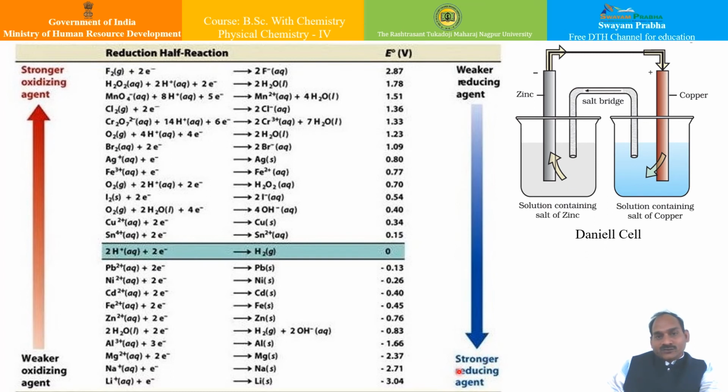Isn't it? So it may be seen that as we go from top to bottom along the table, the standard electrode potential decreases, and with this decrease the oxidizing power of the species on the left hand side decreases, and the reducing power of the species on the right hand side increases. This is the left hand side of the reaction, this is the right hand side of the reaction.